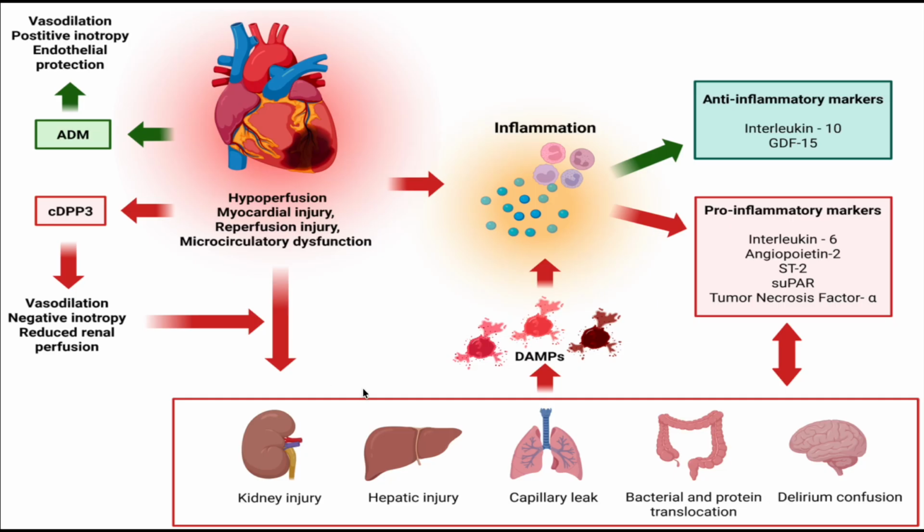So this is how the basic damage occurs. There is damage to the myocardium resulting in impaired cardiovascular function. So this will cause hypoperfusion, myocardial injury, reperfusion injury, and also inflammation. So you will have inflammatory markers, damage-associated proteins, which will go on to affect the other organs. Apart from that, you have the hypoperfusion as well. So there is also an effect on the ADM and DPP3, which will cause vasodilatation and inotropy changes.